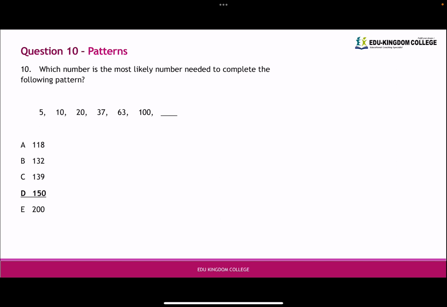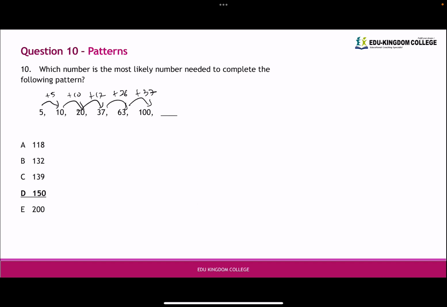Last question, which number is the most likely number needed to complete the following pattern? So this one was a little bit weird. We didn't exactly find like a pattern for it. More so 5 is, this is plus 5, plus 10, plus 17, plus, I believe this was plus 26. And then this is plus 37.